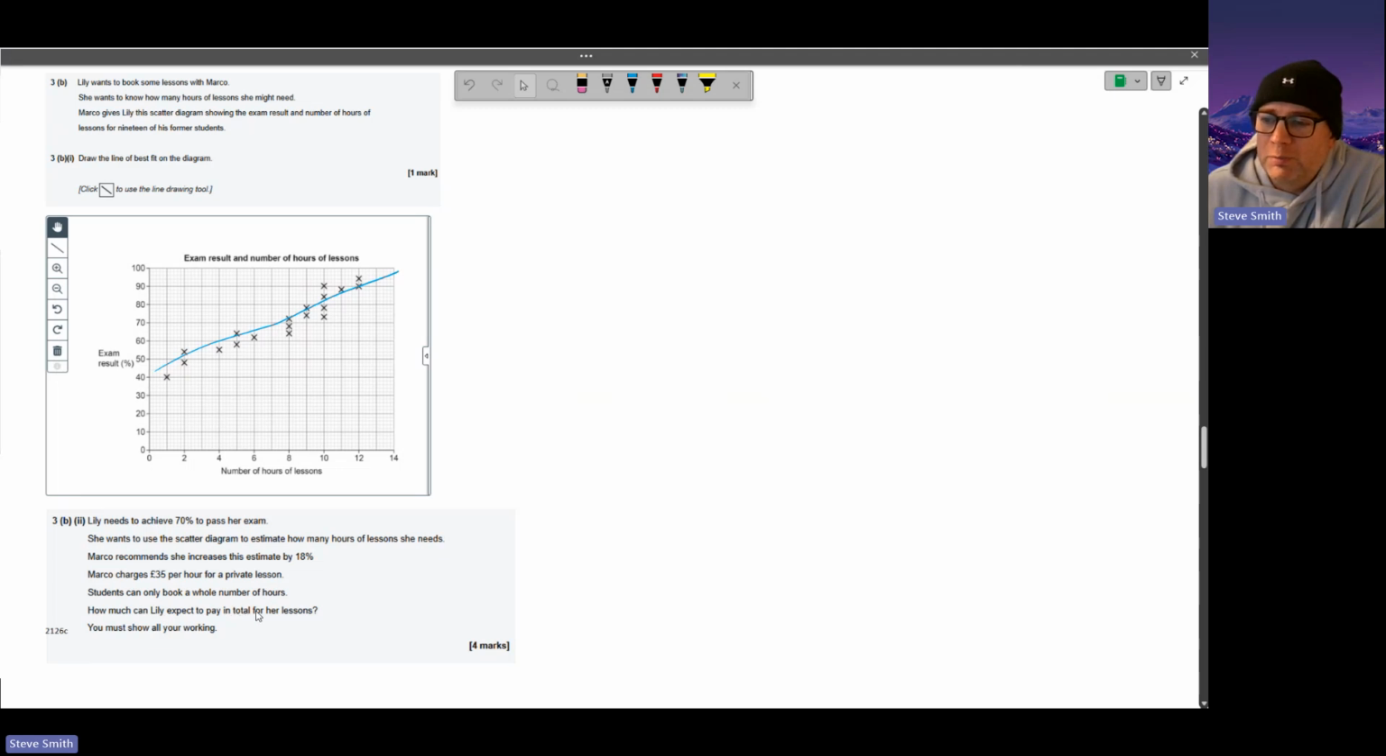How much can Lily expect to pay for her lessons? You must show your working for 4 marks. So there's a few things to do here. We've got to look at our diagram.